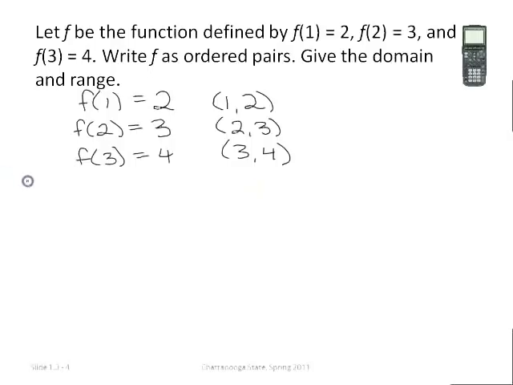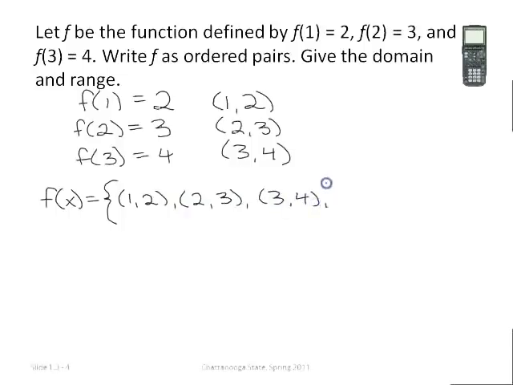So if I want to write f as a set of ordered pairs, I use the little curvy brackets to indicate that I'm talking about a set. And then I list the ordered pairs and I separate them with commas. Oops, I don't need a comma at the end there. If I want to write out what the domain and range are, the domain is going to be everything that I have for x. So my domain includes a 1, a 2, and a 3.